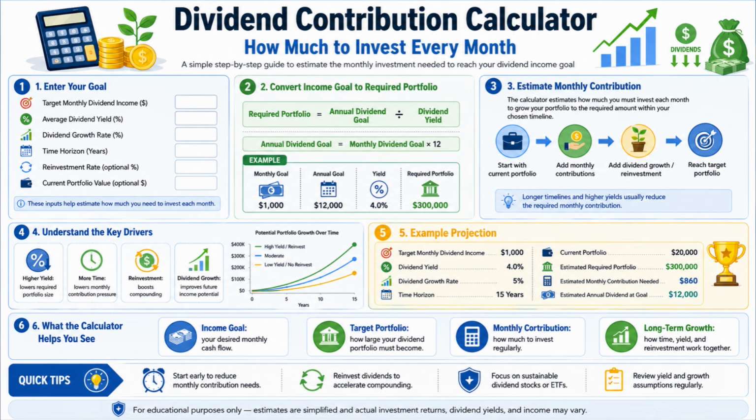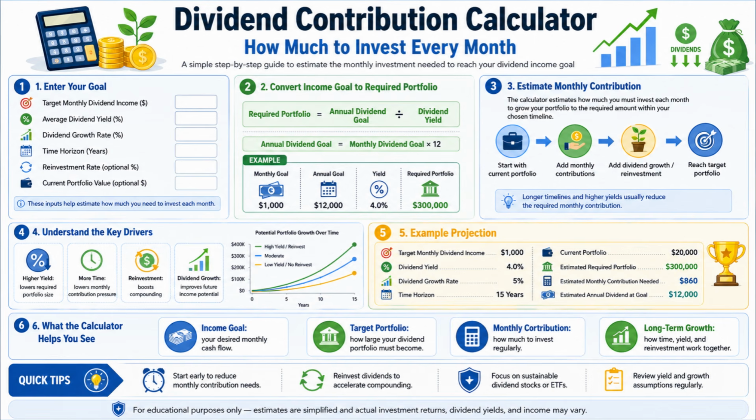After that, the calculator estimates the monthly contribution needed. In other words, it works backward from your target portfolio and your chosen timeline. It considers how much you already have invested, how much time you have, and whether dividend growth and reinvestment will help the portfolio grow faster. Then, it estimates how much money you need to add every month to reach that required portfolio value.